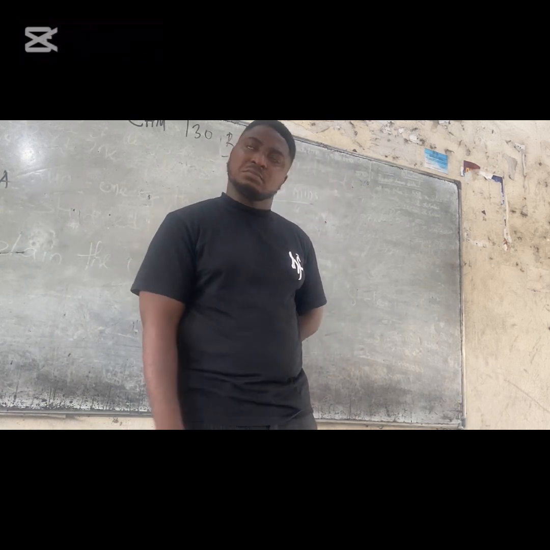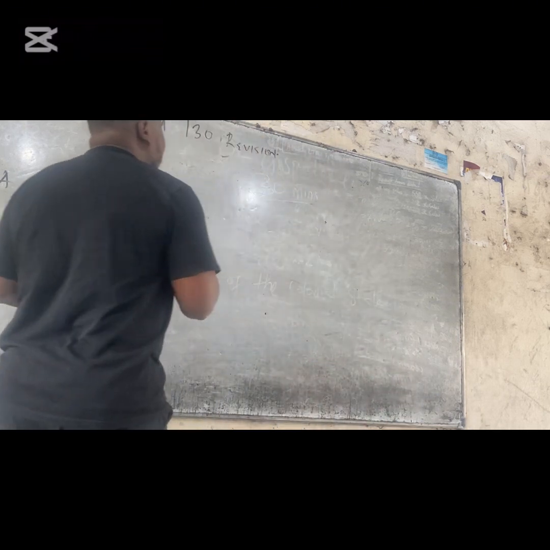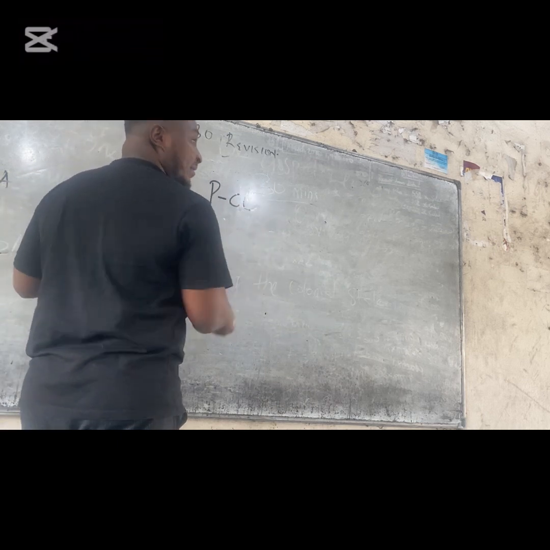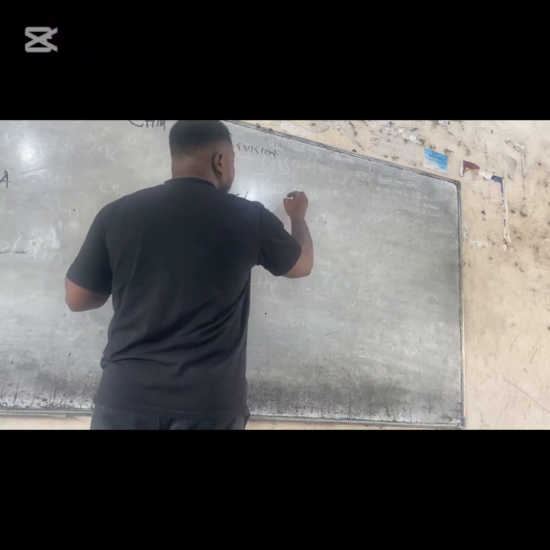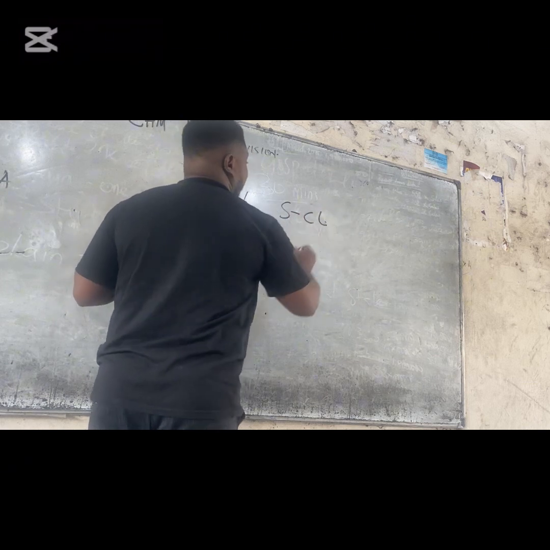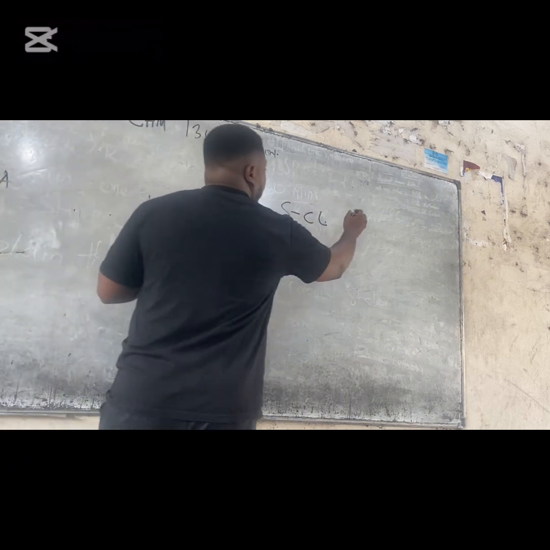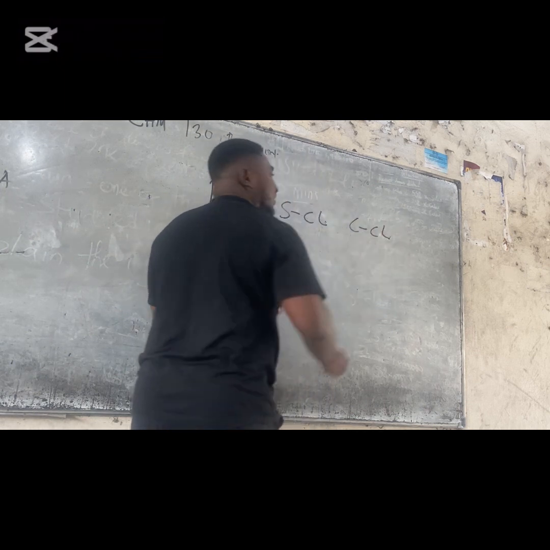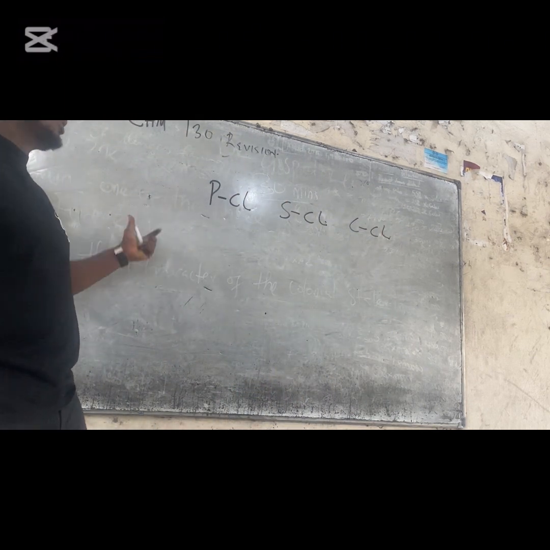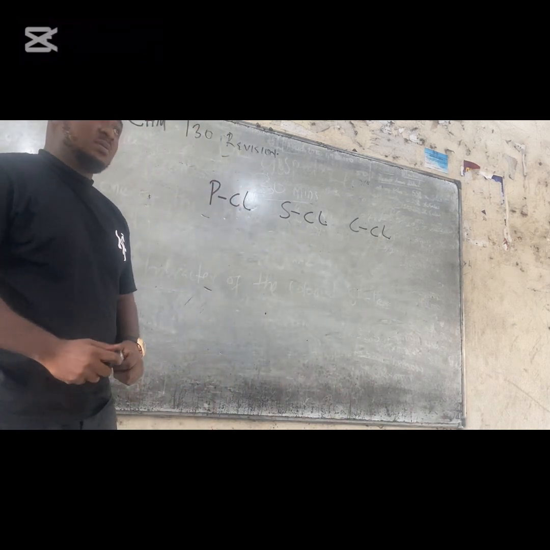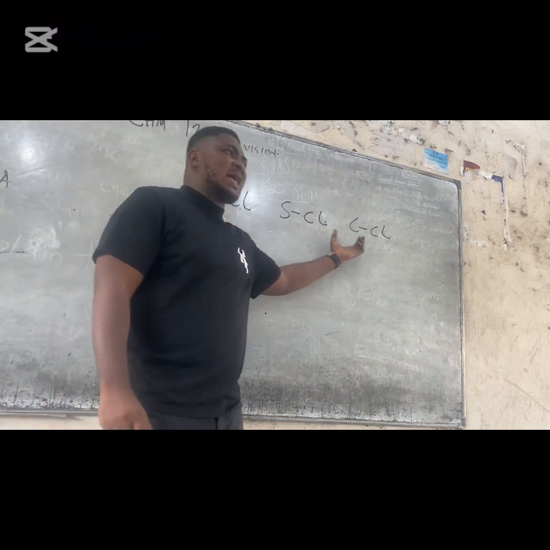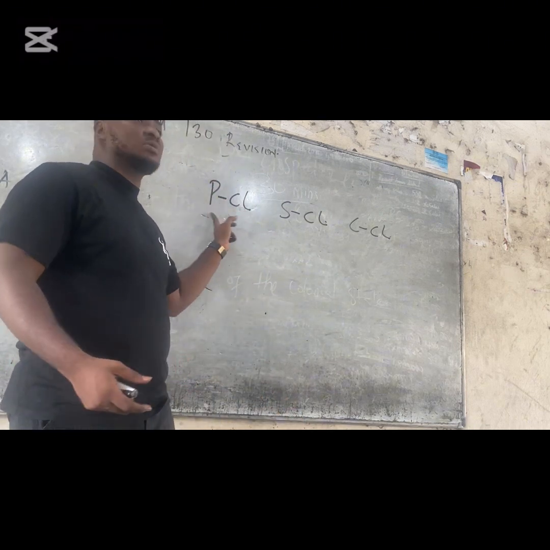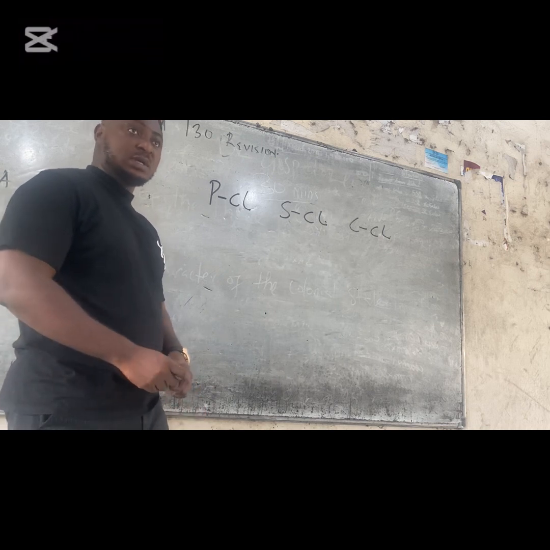Bond polarity. They can give you three compounds and ask which is more polar. Arrange in order of increasing polarity: PCl, SCl and CCl. Class, increasing polarity is from the least polar to the most. What makes bonds polar? The difference in electronegativity between the two components makes the bond polar.